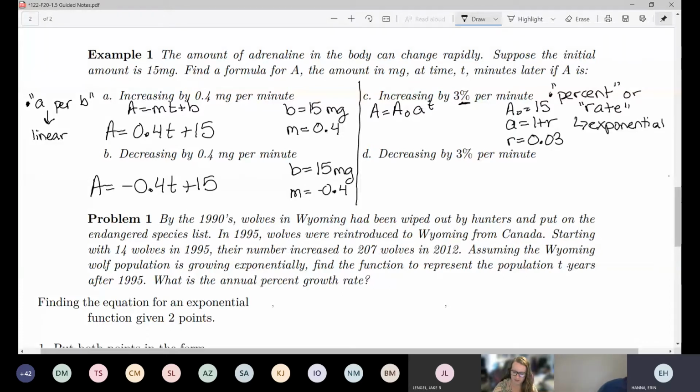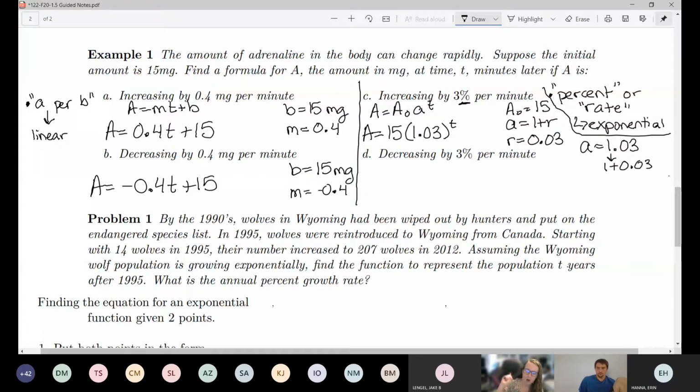And here's where I'm starting to run out of space. Apologies on that. So then A would be 1.03, and that's coming from 1 plus that R value of 0.03. So the point is the function we want here is our initial value is 15, and the A value is 1.03. Because it comes from the R value being 3%, so 0.03, but then for the A value we have to add 1 to it. Hopefully that makes sense.